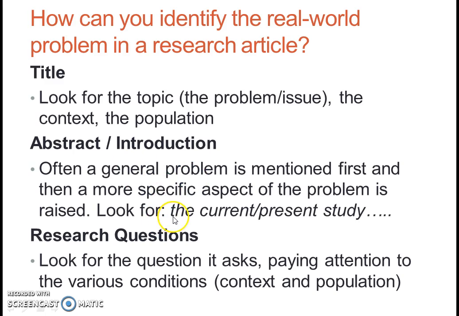One of the things that can help us is when we see the current or the present study, and then it's going to be more narrow in what it's going to look at. We can also look at research questions because research questions have to define very, very carefully the various conditions. In other words, the context, the population.